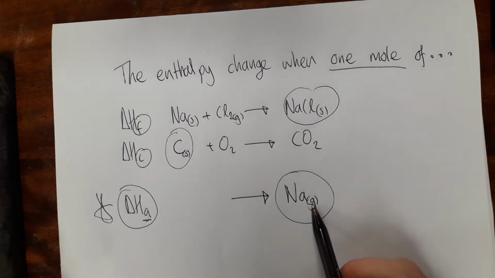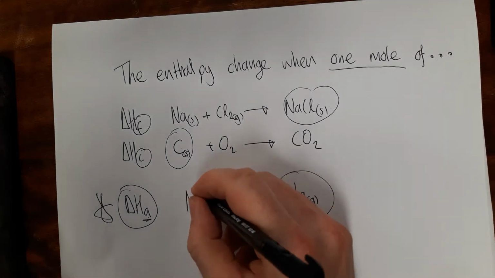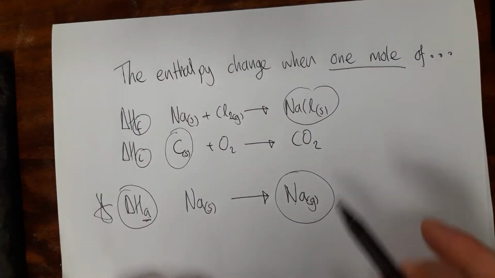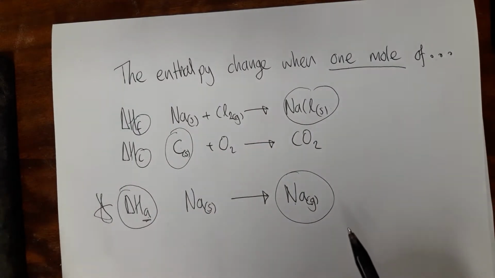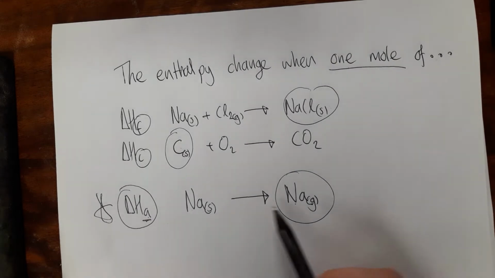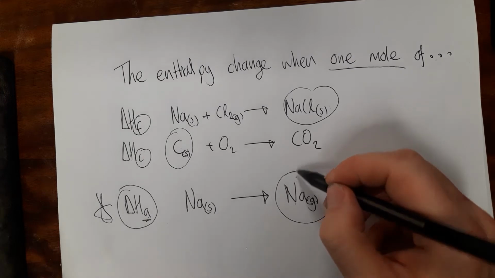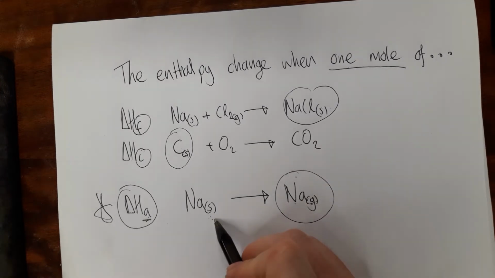You've then all you've got to do is think about what sodium in its standard state is, and sodium in its standard state is sodium solid. That equation represents the atomization of sodium. It's solid sodium turning into gaseous sodium. 1 mole of gaseous atoms produced from the element in its standard state.